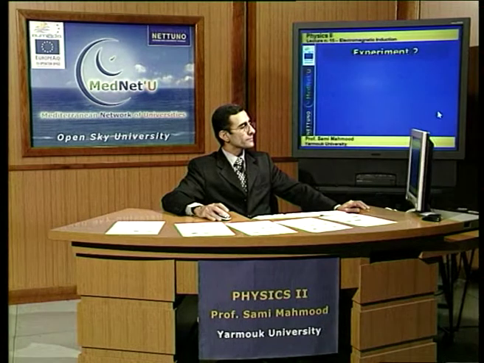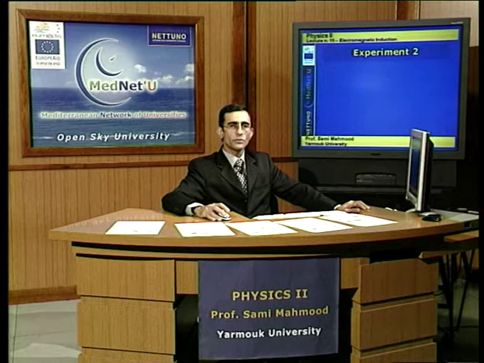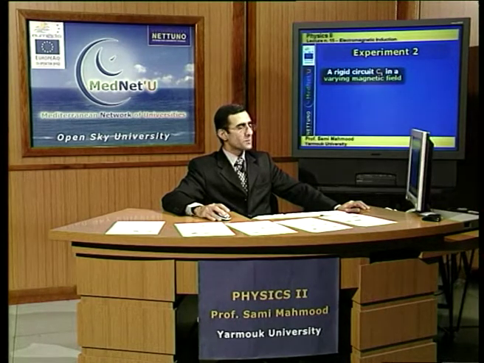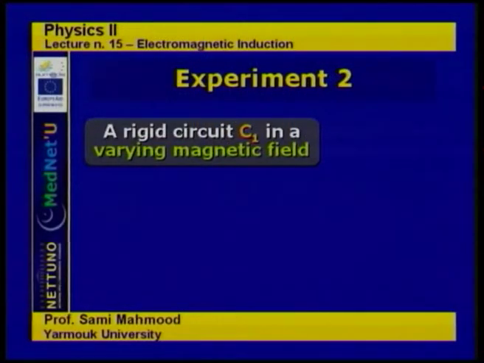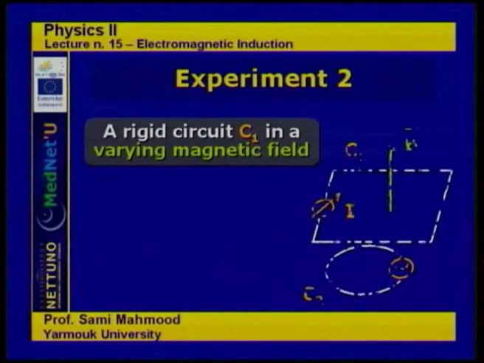And there is another experiment, experiment number 2. In experiment number 2, we have a rigid circuit now, a circuit that does not change the area, but instead of a uniform magnetic field, we have this rigid circuit placed in a varying magnetic field. So we change the conditions. Here we have a rigid circuit, C1, that does not change area, but the magnetic field can vary across this area.